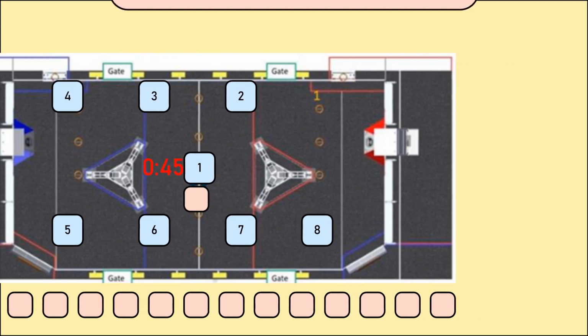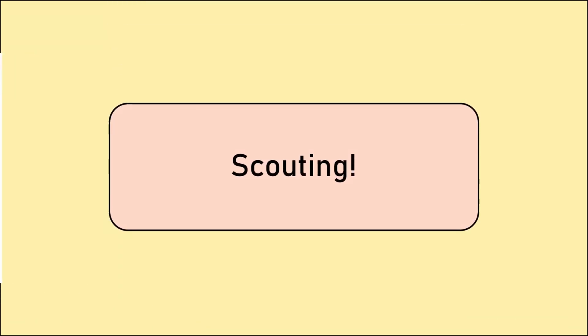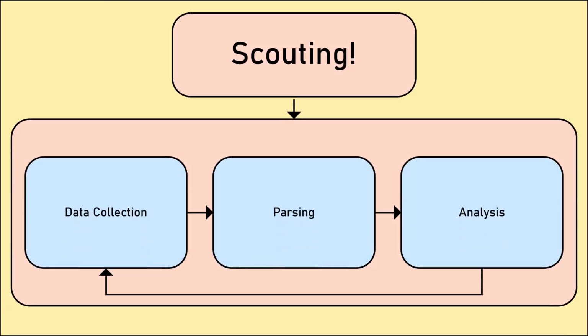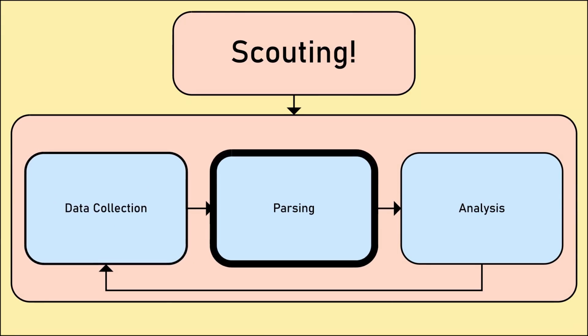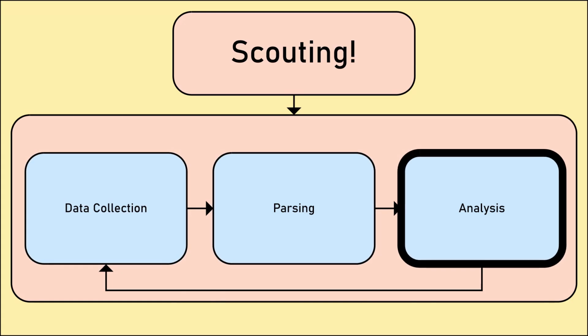informed decisions. And this is where scouting comes in. Scouting involves 3 steps: data collection, parsing, and analysis. Data collection refers to when the scouters observe the matches and record what the robots do. For example, in this year's game, Crescendo, scouters record when a robot shoots a note into a speaker. For parsing, it's when the data is collected and combined into one centralized system. And then finally, analysis is when the teams use the data to predict and make strategic decisions.